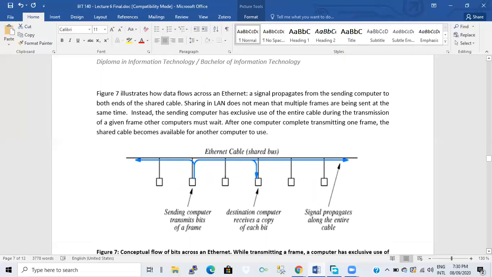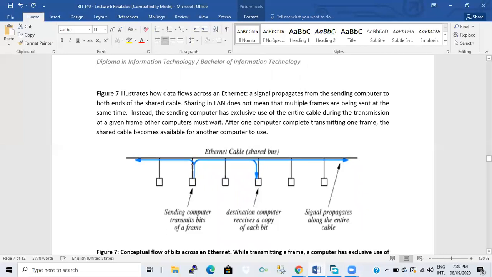So figure 7 illustrates how data flows across an Ethernet. A signal propagates from the sending computer to both ends of the shared cable. Sharing in a LAN does not mean that multiple frames are being sent at the same time. Instead, the sending computer has exclusive use of the entire cable during the transmission of a given frame. Other computers must wait. That is, after one computer completes transmitting one frame, the shared cable becomes available to another.